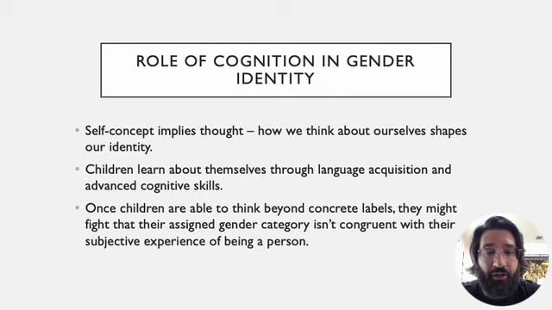Let's talk a little bit about the role of cognition in gender identity. So having this idea of a self-concept, right, how I think about myself, implies that how we think about ourselves shapes our identity, what kinds of thoughts we have about ourselves as we're growing. And children learn about themselves through their experiences, of course, but also through language acquisition and more advanced cognitive skills. And once children are able to think beyond concrete labels, they might find that their assigned gender category isn't congruent with their subjective experience of being a person. They may not feel that their assigned gender category corresponds to their own gender identity and development.